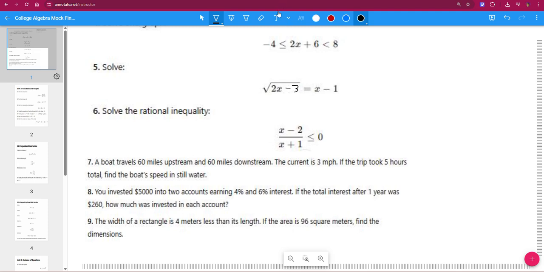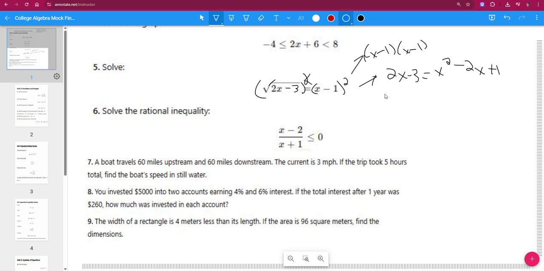So on number 5, you'll notice that I had to change the problem a little bit. When I do this, I have to square both sides. When I do that, squared and square root cancel out. And remember here, when you're doing x minus 1 squared, you're really doing x minus 1 times x minus 1. That gives you x squared minus 2x plus 1. I need to get the right side equal to 0 in a quadratic, so I do minus 2x plus 3.